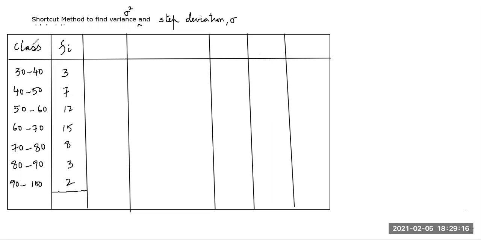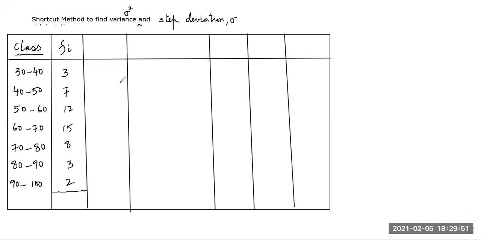So this is the data given, students. The class intervals are given as 30 to 40, 40 to 50, and so on till 90 to 100, and their corresponding frequencies are also given. Let's say this is the weight of students. So in 40 to 50 weight, 7 students are having the weight in this range, and 12 students are having the weight in the range of 50 to 60. We want to find out the variance and standard deviation for this complete data.